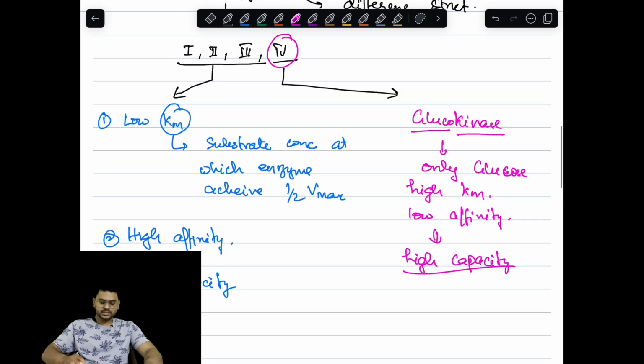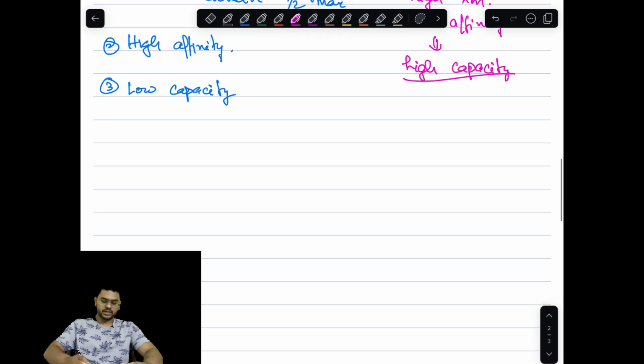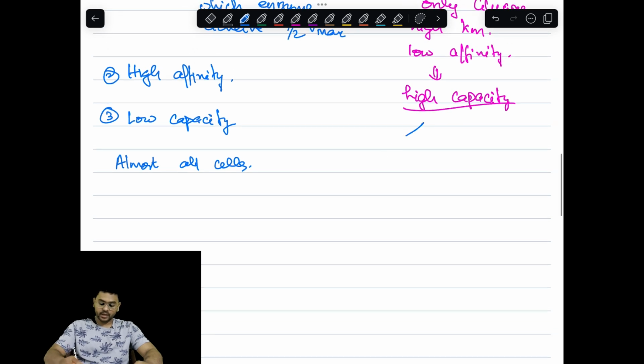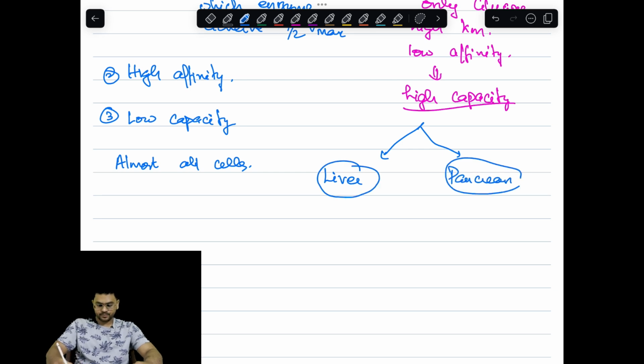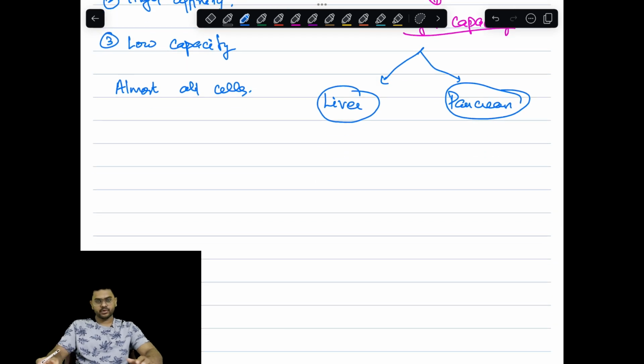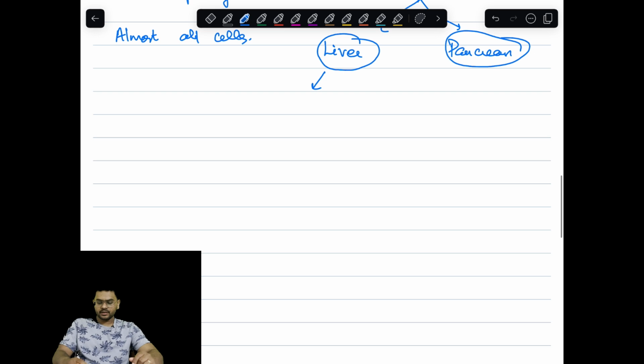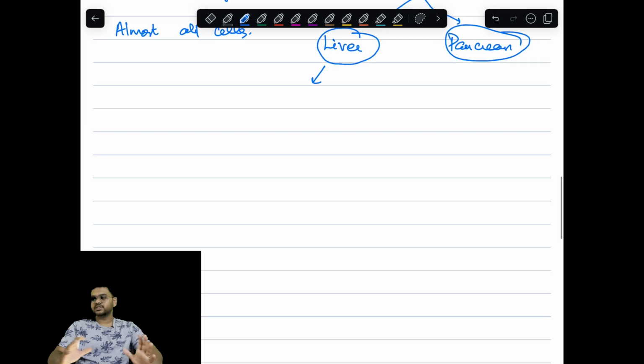Now, the first three isoenzymes, 1, 2, 3, are seen in almost all the cells. But glucokinase is only found in two cells. One is the liver, and the other is the pancreas. Now, this is also very important. What is the function in the liver? The liver is a multifunctional organ, and according to the availability of glucose, its function differs.